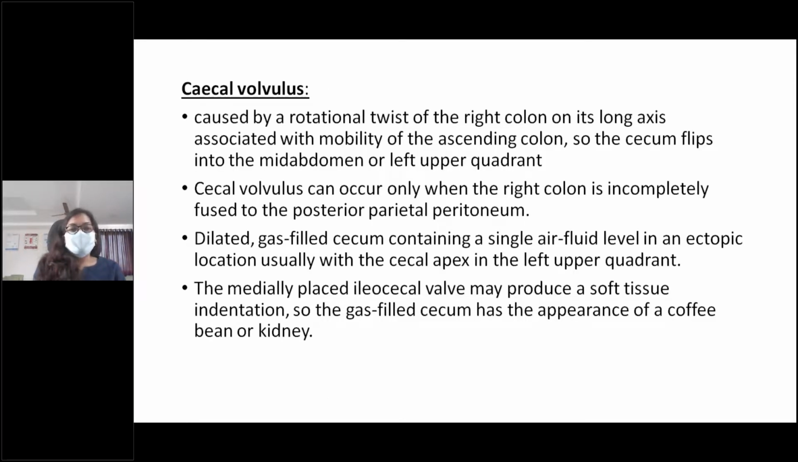Cecal volvulus. It is caused by a rotational twist of the right colon on its long axis associated with mobility of the ascending colon. So the cecum flips into the mid-abdomen or left upper quadrant. Cecal volvulus can occur only when the right colon is completely fused to the posterior parietal peritoneum. Dilated gas-filled cecum containing a single air fluid level in an ectopic location, usually with the cecal apex in the left upper quadrant. Medially placed ileocecal wall may produce a soft tissue indentation, so the gas-filled cecum has the appearance of the coffee bean or the kidney.